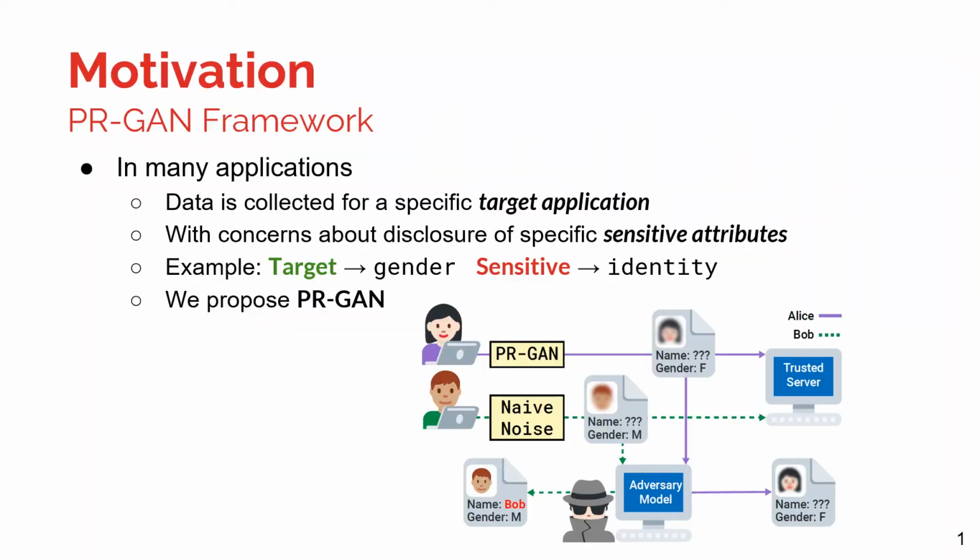The motivation of our work is that usually data is collected for a specific target application, and then there are some concerns by the users about specific sensitive attributes. We propose a framework called PRGAN, which allows us to publish a dataset that guarantees high performance on the target application while hiding the sensitive attributes.